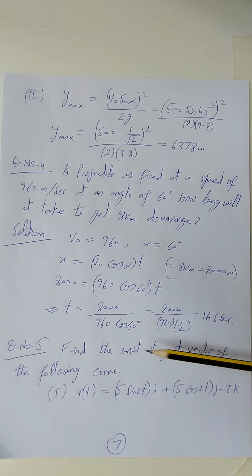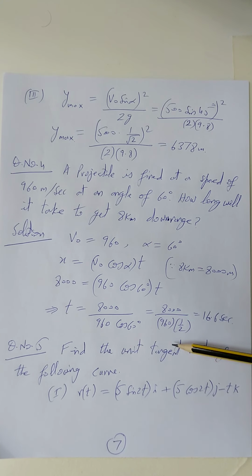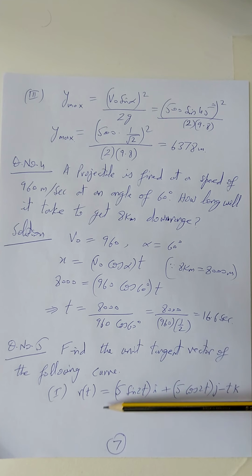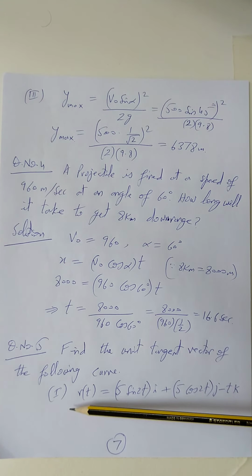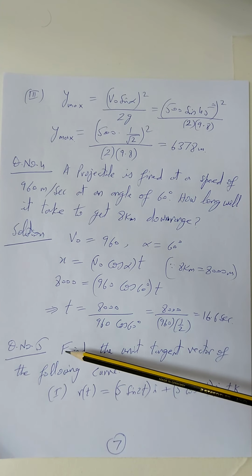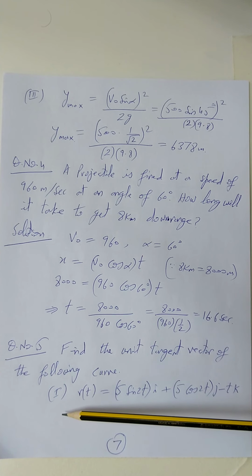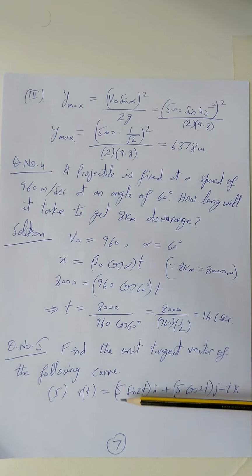Now the next question is, find the unit tangent vector of the following curve. The curve is given as r(t) = 5 sin t i + 5 cos 2t j - t k. Question 5 has three parts. The other two parts you will solve yourself, so that will be your homework. One part I am solving here.